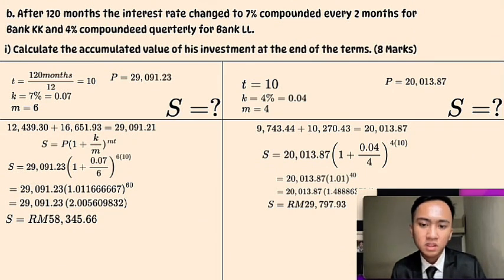In conclusion, after 10 years, the money becomes 58,345 ringgit and 66 cent in Bank KK and 29,797 ringgit and 93 cent in Bank LL.